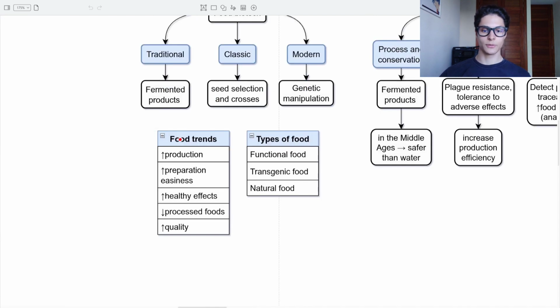The current food trends are higher production, greater ease of preparation, more healthy effects of the food, less processed food, and increased quality of the products. The types of food: functional food, transgenic food, and natural food. These are all the trends we're following based on what we are doing right now. So we are trying to reduce processed food and increase healthy foods to indeed live a healthier life. And to do that, we are trying to use these types of food.